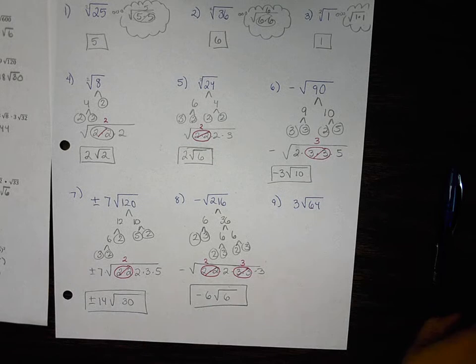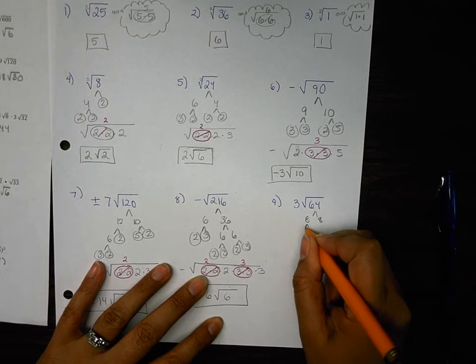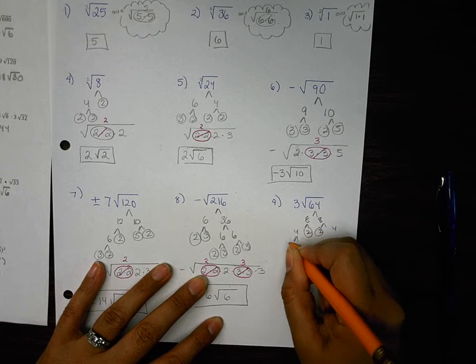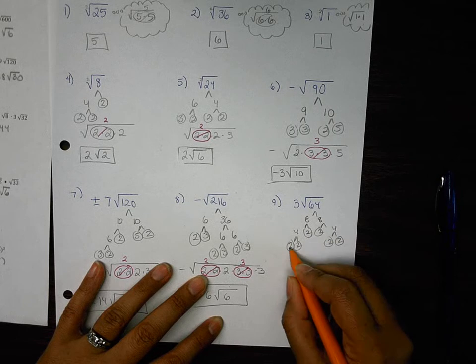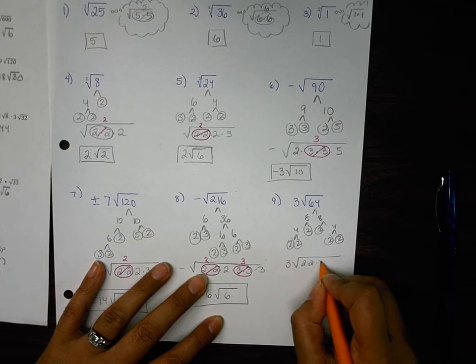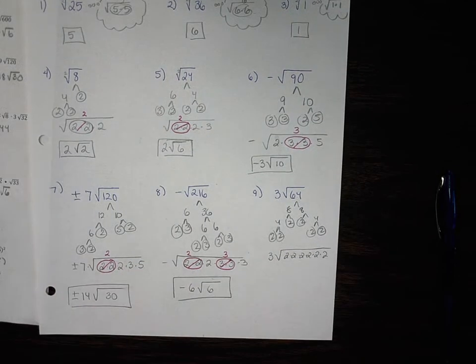Let's see. 8 and 8. 4 and 2. 2 and 4. 2 and 2. 2 and 2. 1, 2, 3, 4, 5, 6. Nobody's stopping me, so I'm assuming nobody has found the shortcut yet.